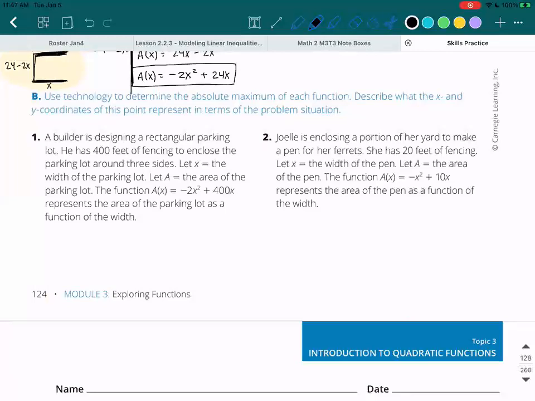So when it says use technology, that means we're going to use an online graphing calculator. So desmos.com. Let me write desmos.com over here.